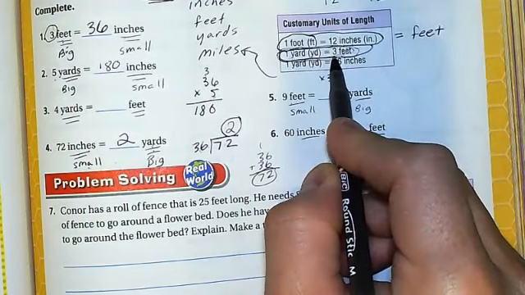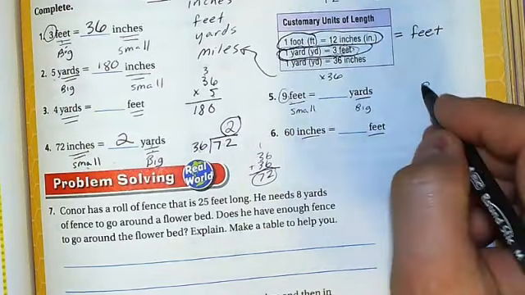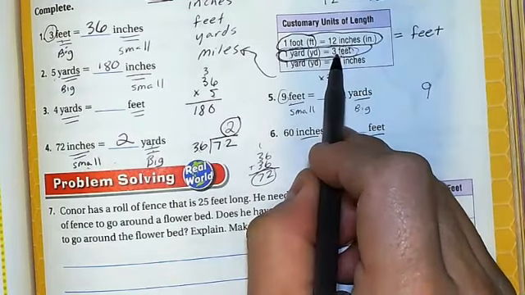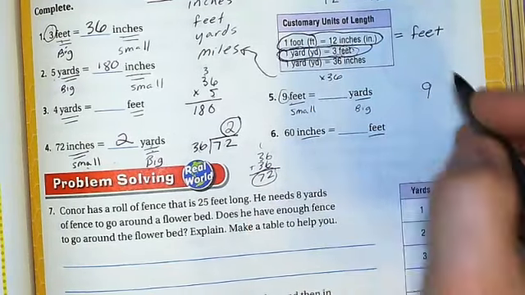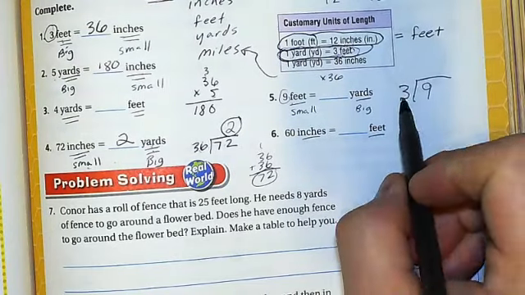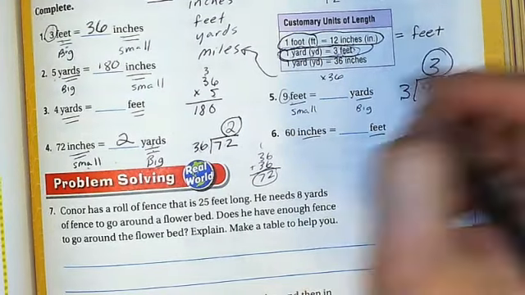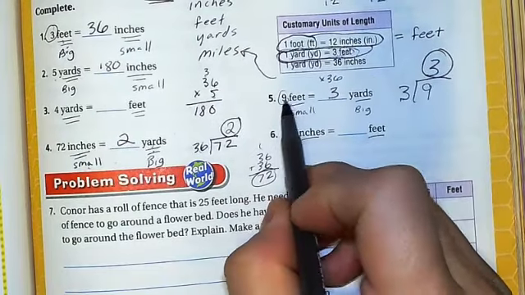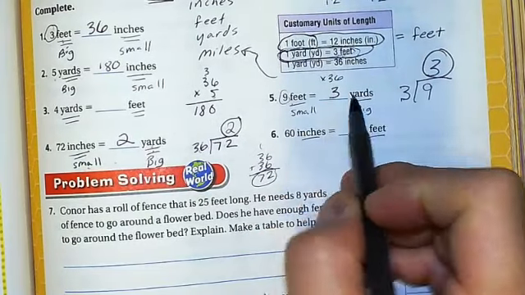So they've got a 1 as 3 here. So take what they gave you. They gave me 9. And I know that the relationship was 3 because I'm going yards to feet. So I do 9 divided by 3. And I know 3 goes into 9 3 times. So that means that 9 feet is 3 yards.